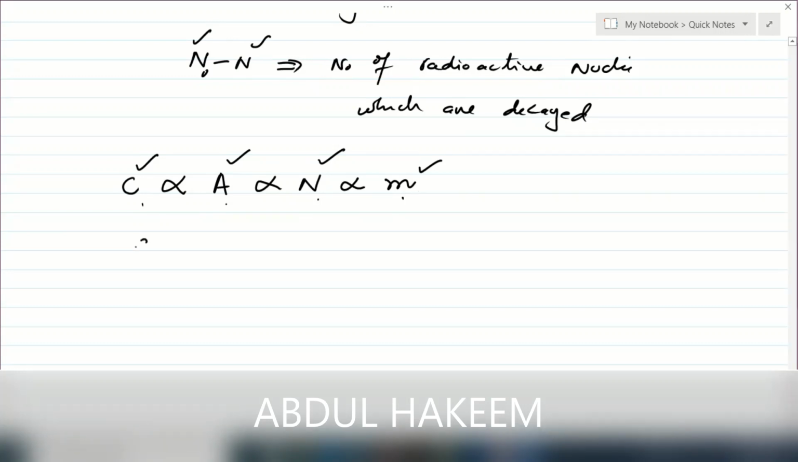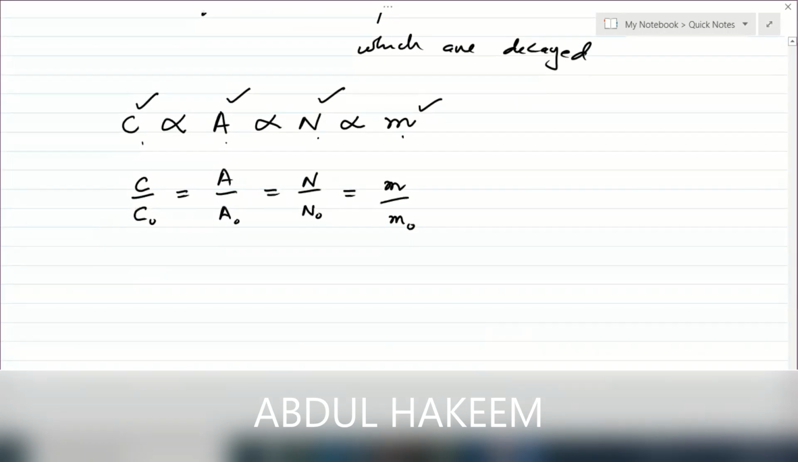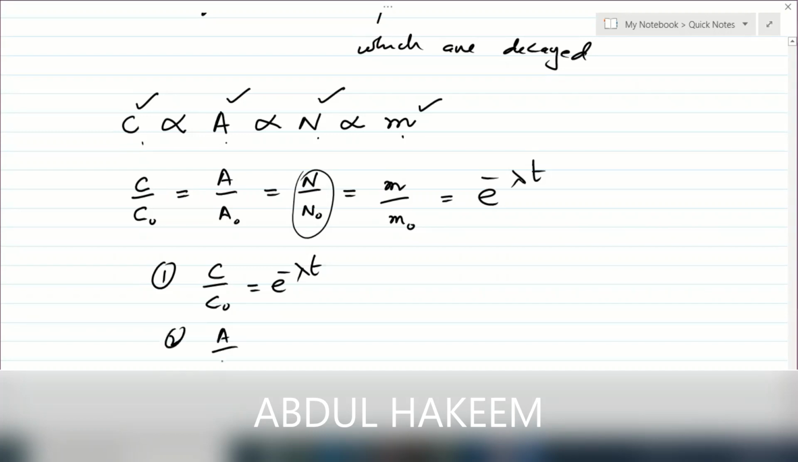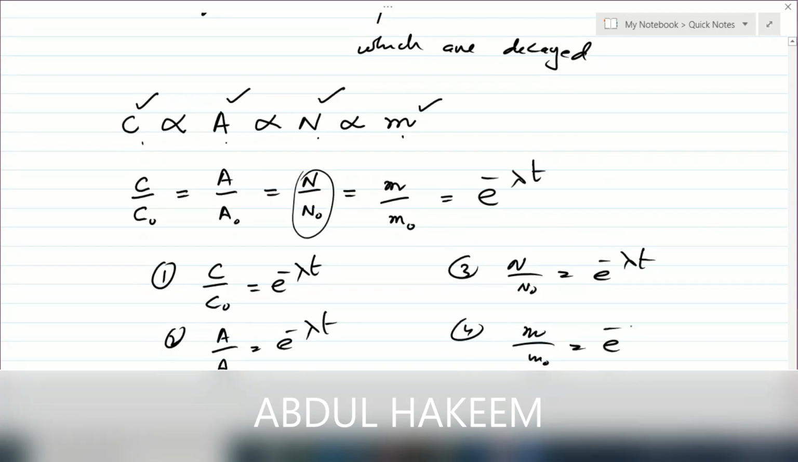So we can write C divided by C naught, A divided by A naught, is equal to N divided by N naught, is equal to M divided by M naught. But what are M naught, N naught, A naught, C naught? They are the mass, number, activity and count rate at time 0, and M, N, A, C are those after time t. So look, N over N naught is e power minus lambda t. So all four ratios are equal to e power minus lambda t: C over C naught, A over A naught, N over N naught, and M over M naught.